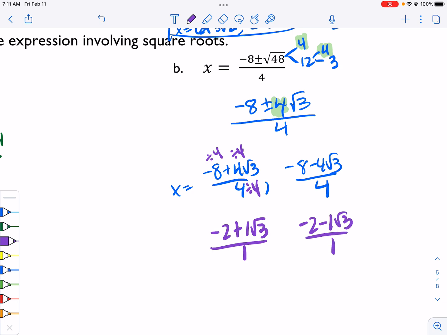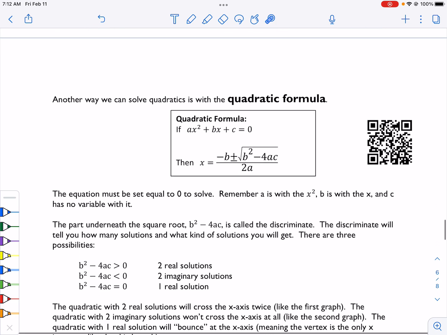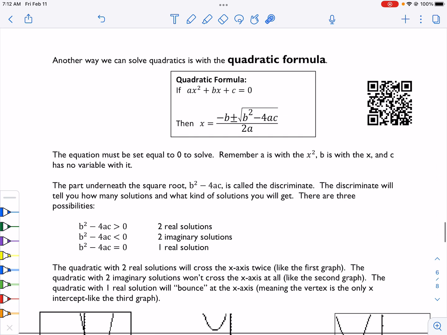Now, anything over 1 is just really itself, so this is really negative 2 plus root 3, you can drop that 1, or you can keep it if you need to, negative 2 minus root 3. So we could write this as negative 2 plus or minus root 3. Okay. So I would have anticipated that you made it to here, and then I'm adding this extra bit of information that if these have a common factor, that you reduce it by that common factor. Okay. So here's what our quadratic formula is.